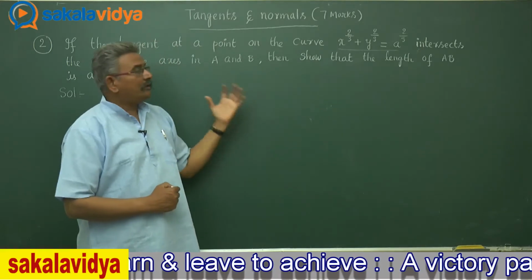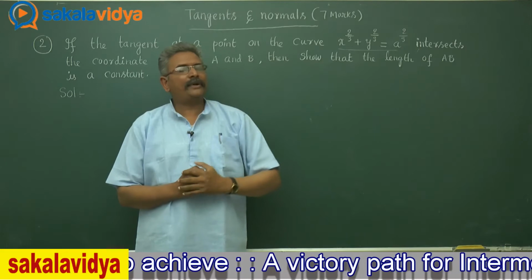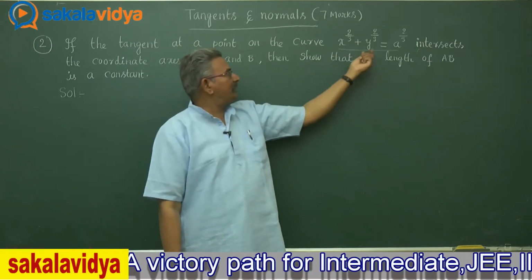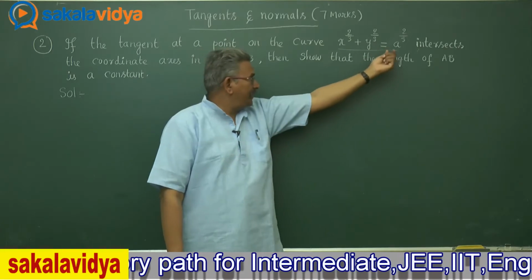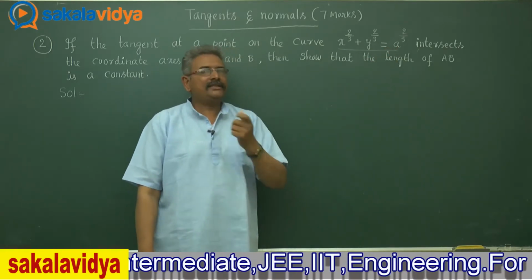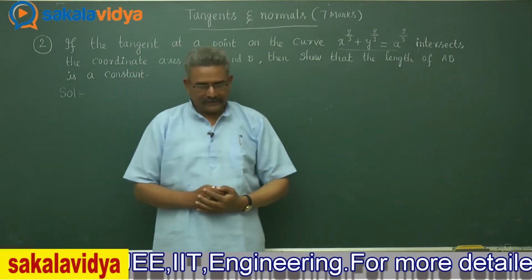So in order to solve this problem, first we need to recall the parametric equations which satisfy x^(2/3) + y^(2/3) = a^(2/3). This is the eliminant of theta from x = a cos³θ and y = a sin³θ.